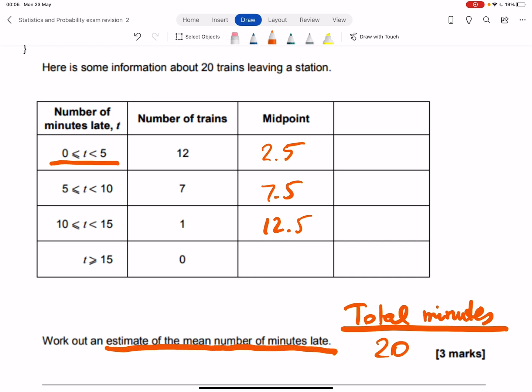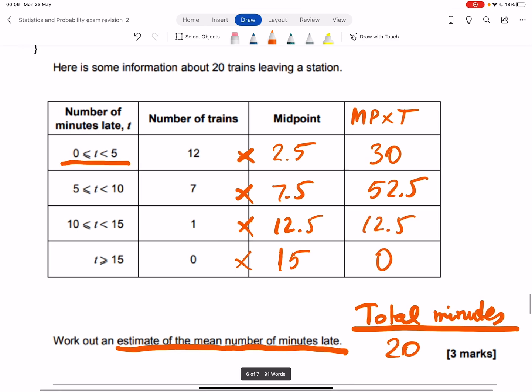And t is more than or equal to 15. We could put 15, for example. So let's just multiply them across, and we can name this column midpoint times trains. Let's use the calculator and work it out. So 12 times 2.5 will give you 30. 7 times 7.5 is 52.5.